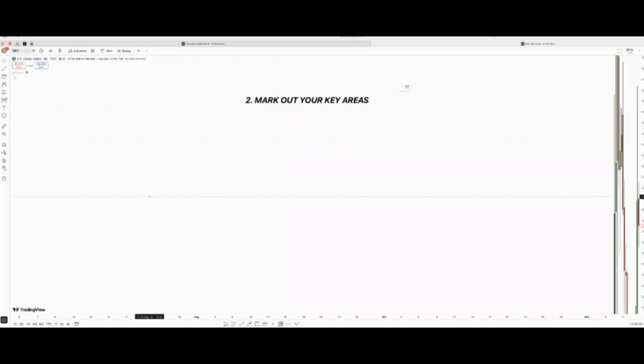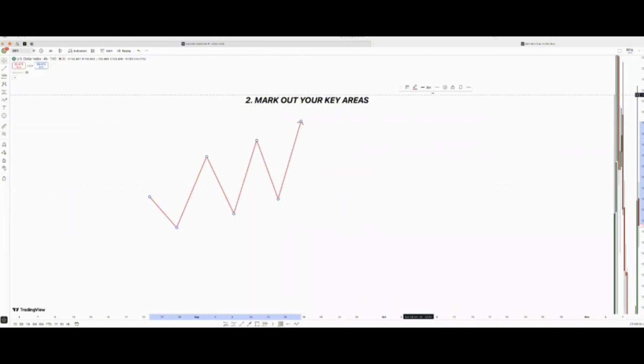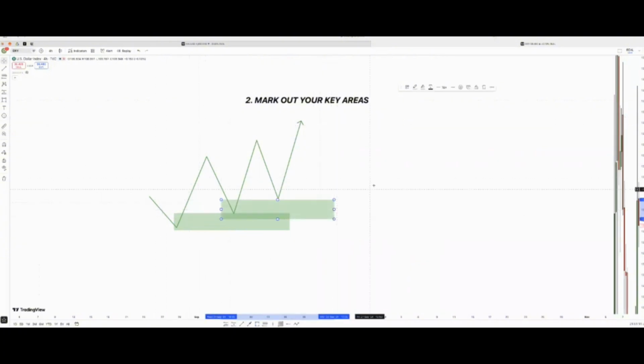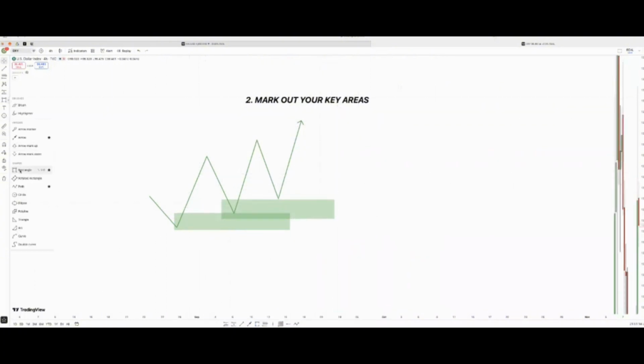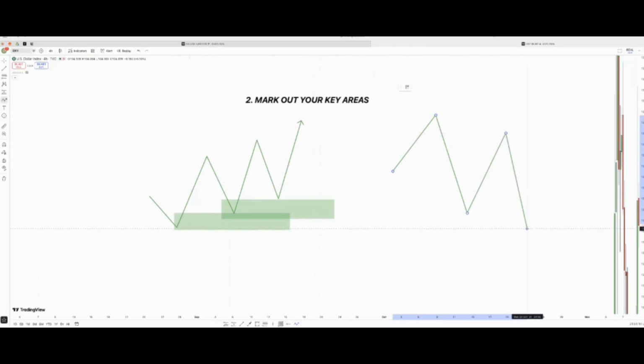So once you identify the trend, maybe price is currently bullish, what do you identify? Your support areas, because you want to be buying in a bullish market. And if you see price is bearish, what you do is you identify your resistance areas. You mark it out.